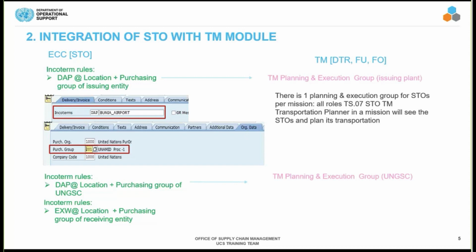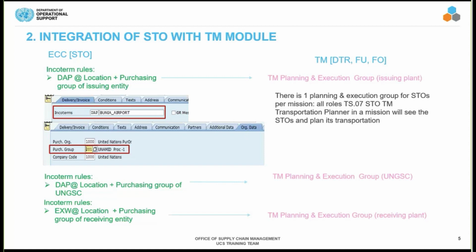And then when you select EXWorks Incoterm rules, you need to select the purchasing group of the receiving entity. Why? Because when you select EXWorks and the purchasing group of the receiving entity, it means that the receiving entity is going to arrange transportation for the material. It means that the planners of the receiving entity need to have visibility on the materials to be transported so they can plan accordingly.